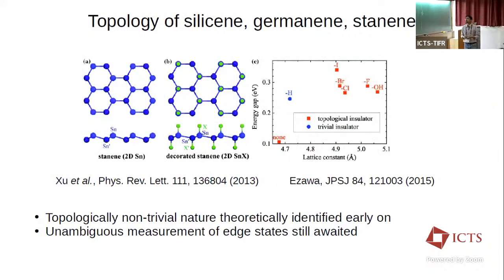And in fact, the topologically non-trivial nature was identified pretty early on by the group of the late Professor Shoucheng Zhang back in 2013. He showed that it has a non-trivial gap, and by functionalizing the two sides of the thin layer, you can actually tune this gap. However, the unambiguous measurement of the edge states, which should be present because of the non-trivial topological nature, is still awaited as far as I know.